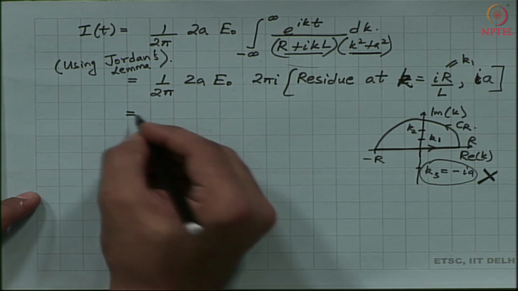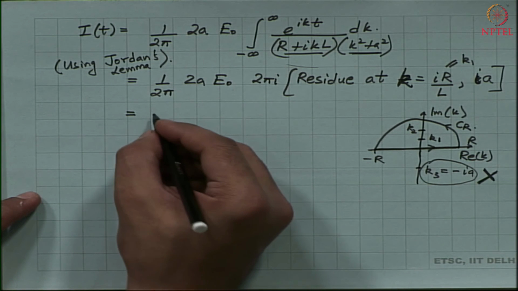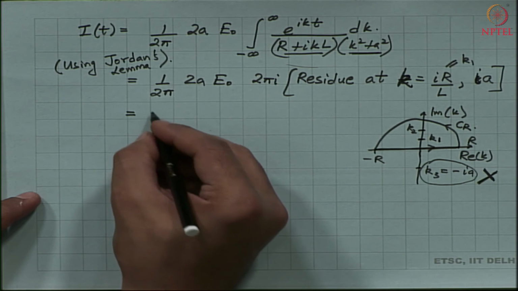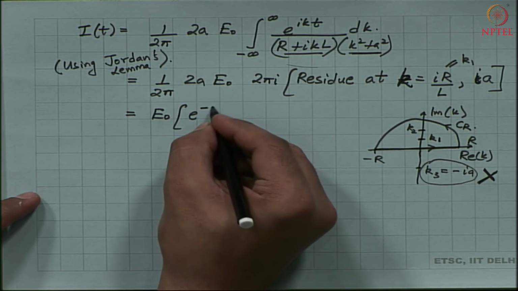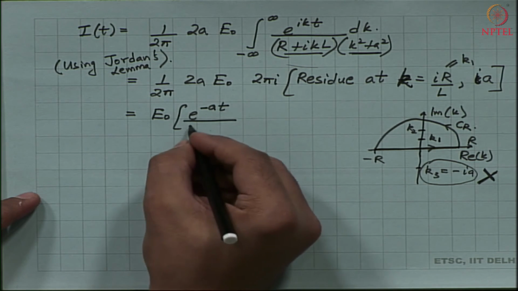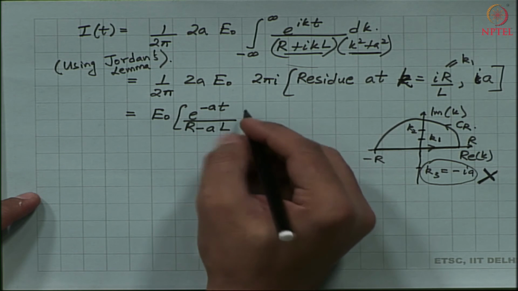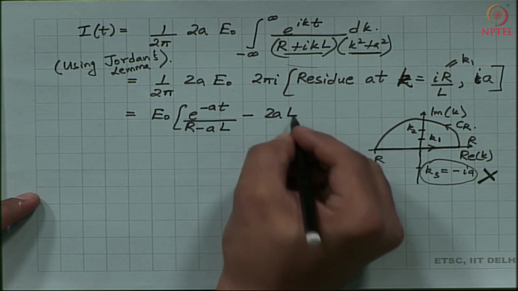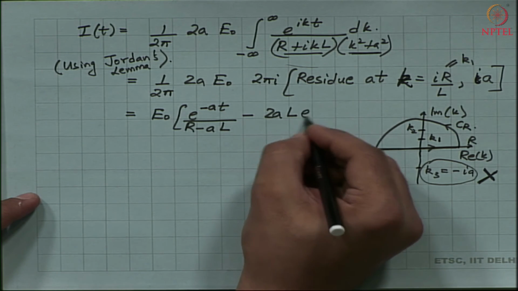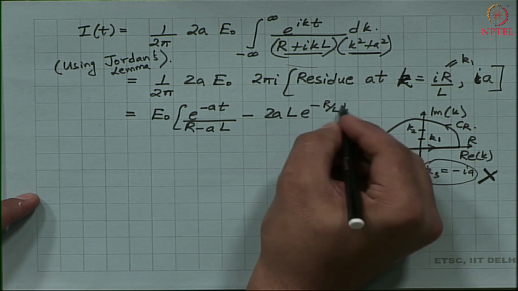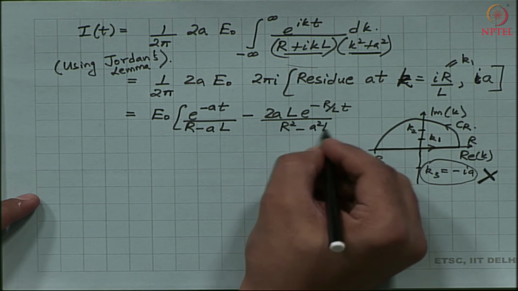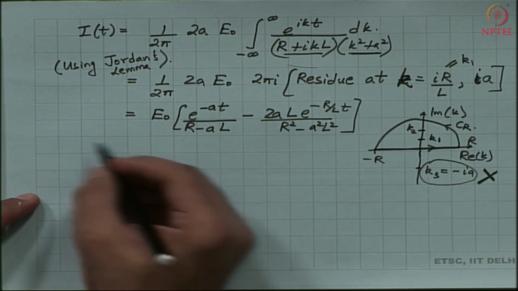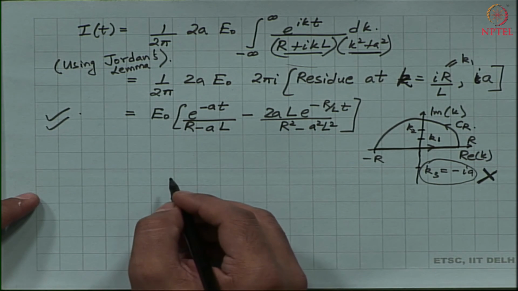So, finally, evaluating the residue, I get the following result. I get that this is equal to E naught times e to the power negative at divided by (r minus al) minus 2al e to the power negative rt by L divided by (r square minus a square l square), and that is my solution to the answer.